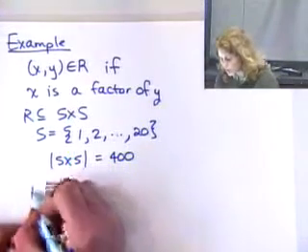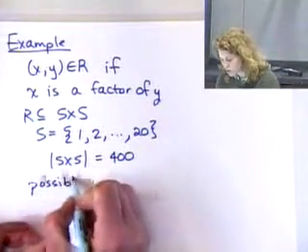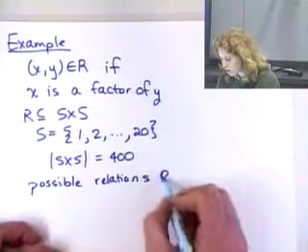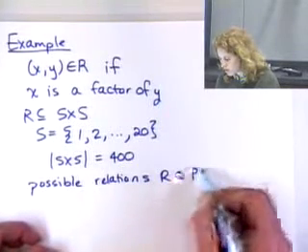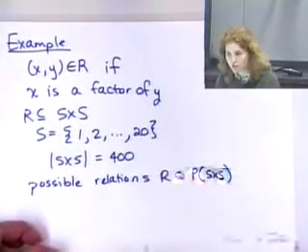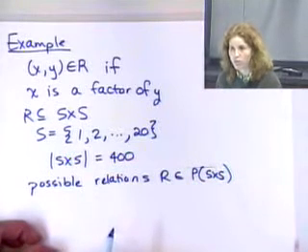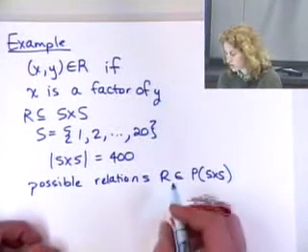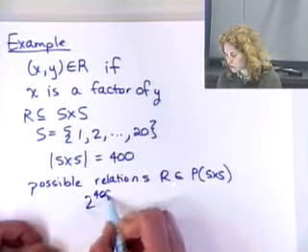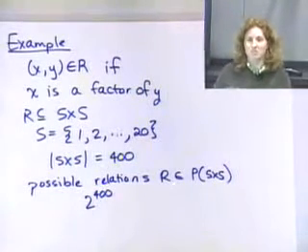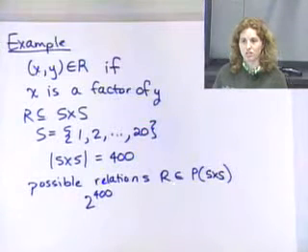So possible relations, R is somewhere in the power set of S cross S, right? It's one of those elements. And how many elements are there? 2 to the 400. So there are 2 to the 400 possible relations. This one is just one of them. The factor relation is just one of them.